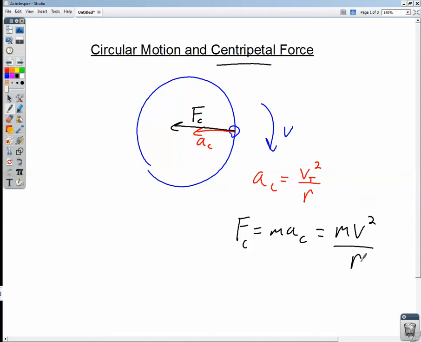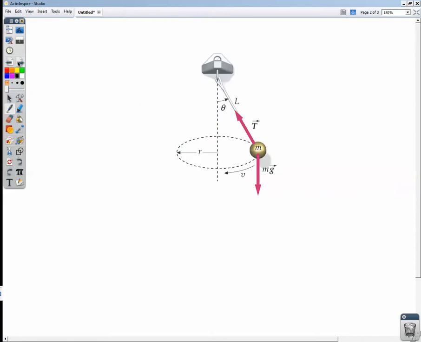We're still dealing with Newton's second law, so we're still looking at the sum of the forces is equal to ma. It's just that in this case, the sum of the forces is equal to m times the centripetal acceleration. Let's take a look at an example of something going in a circle. This is like a tetherball. We have a tetherball swinging around in a circle with some tangential velocity v.